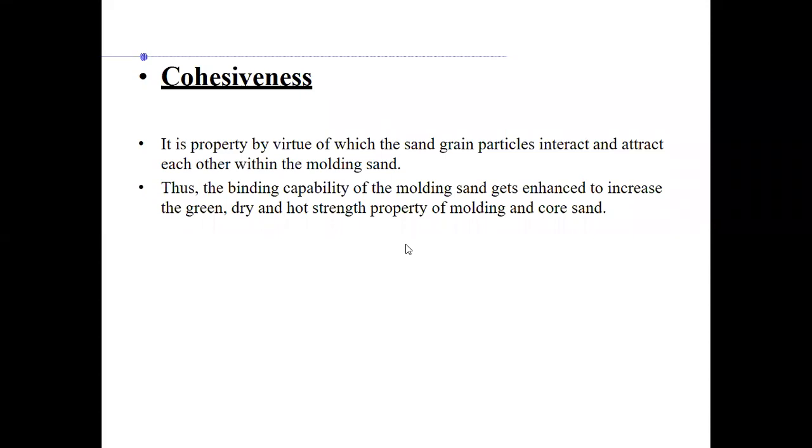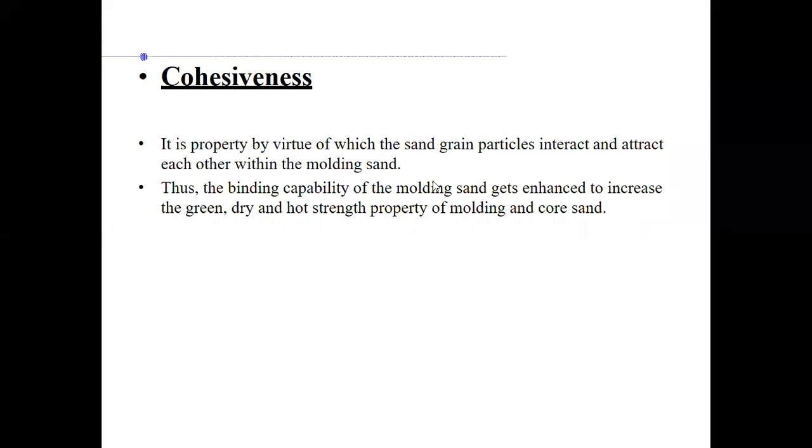You see, cohesiveness is the attraction between particles of the same kind. For example, a sand particle with another sand particle, right? That's cohesiveness. Adhesiveness is the attraction between the sand particle and some other entity, maybe the molding flask, right? So you get the idea, right? Like sand with sand or sand with some other entity. So that's cohesiveness and adhesiveness.